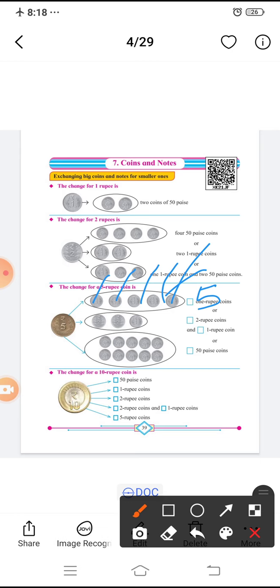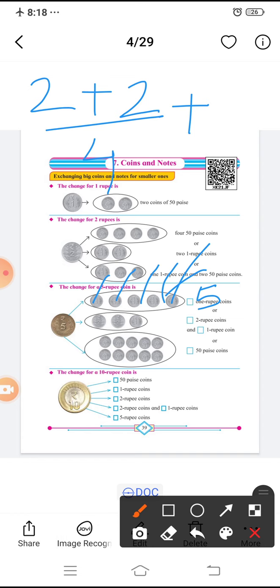Correct ना students? Yes. अभी next method में देखो, how many 2 rupee coins and how many 1 rupee coins make 5 rupees? Correct? So now you have 2 rupee coins और 1 rupee coin है आपके पास. So how many coins are needed to make 5 rupees? Okay. Now 2 rupees plus 2 rupees, it becomes 4 rupees, plus 1 rupee.